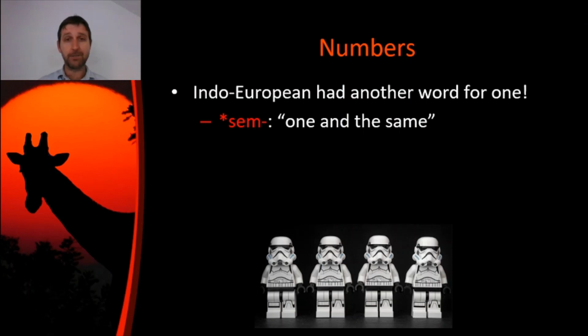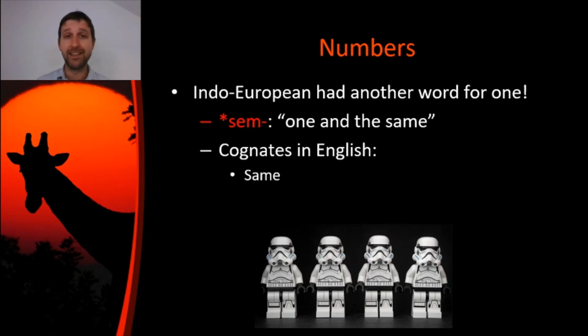You might have already guessed just by looking at this that one of the places we see this in English is the word same. The word same comes straight from this root in Indo-European. As you can see, we don't have any Grimm's law sounds to worry about, so nothing really changes much except a little bit of the vowels here. So same comes from this word that meant one and the same in Indo-European.